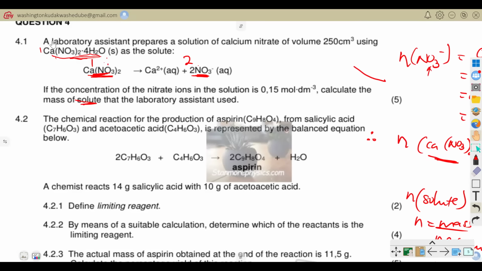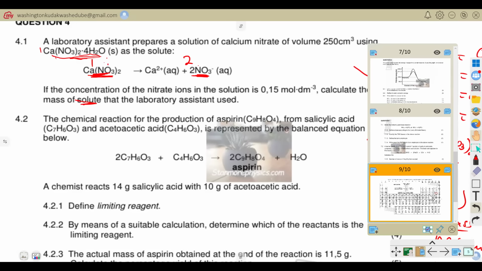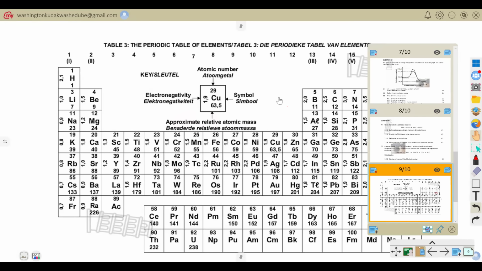So if I now come and say, for calcium, what is the atomic mass for calcium? What is the atomic mass for nitrogen, for oxygen, and then for hydrogen and for oxygen? We know that for oxygen it is 16, for hydrogen it's 1, for nitrogen it is 14. And then for calcium, let's check, because calcium is not that common. That's when you would actually need to use your periodic table.